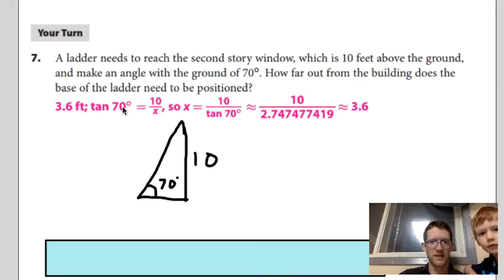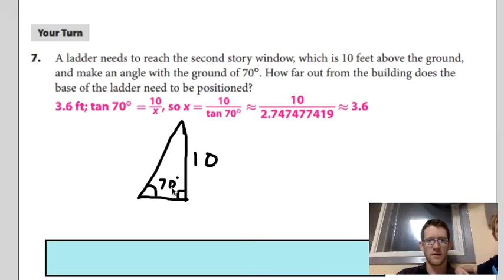How far out from the building does the base of the ladder need to be positioned? This one's 90 degrees, by the way. So they want to know what x is, right? And I could say, well, the tangent of 70 degrees is equal to the opposite over the adjacent, right? So tangent of 70 degrees equals opposite over adjacent. Solve for x, and then plug it into a calculator. That's all you got to do.